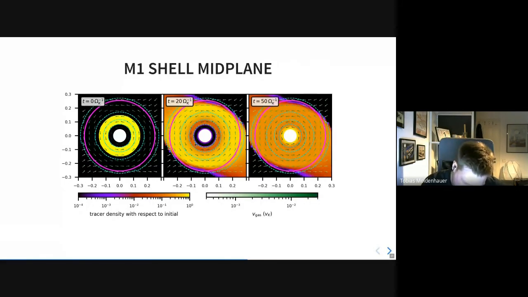But this inner region that was not filled in the beginning is still not filled, but if we wait a bit longer, to 50 Ω_Kepler inverse, it gets filled again. So now how does that happen? Because from this picture, we can see that in the midplane, the gas is just slowly moving outwards until it's being picked up by the horseshoe orbit.